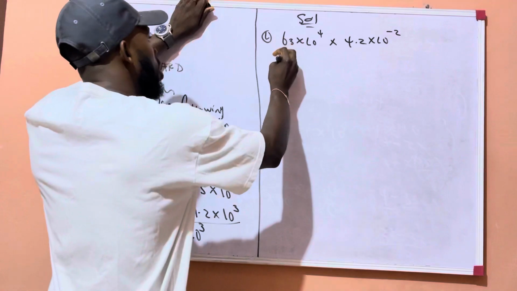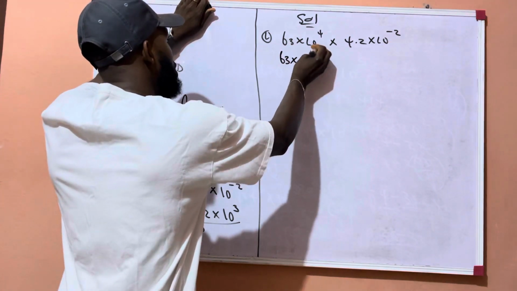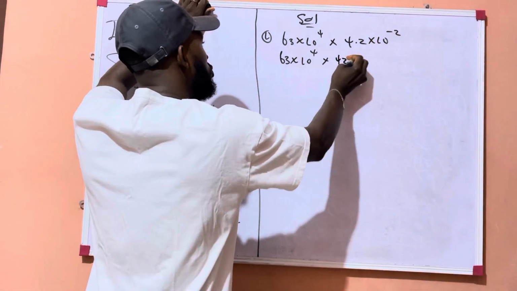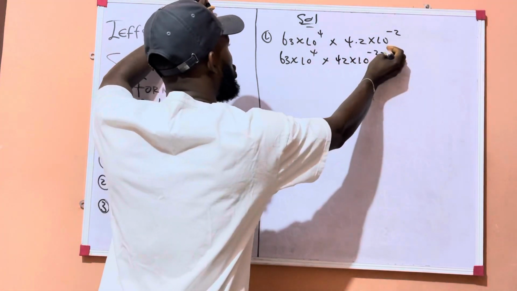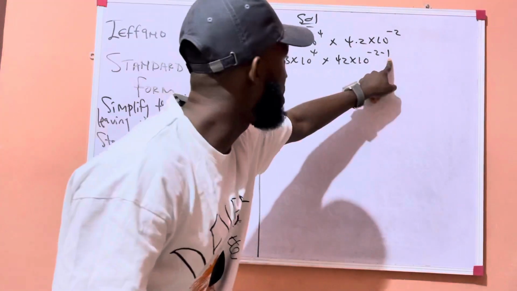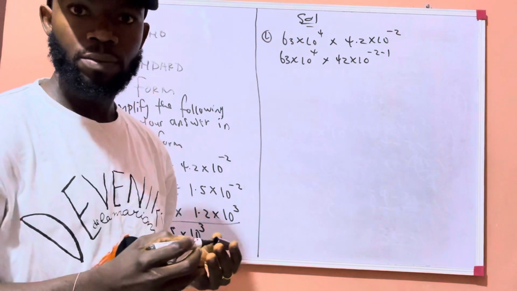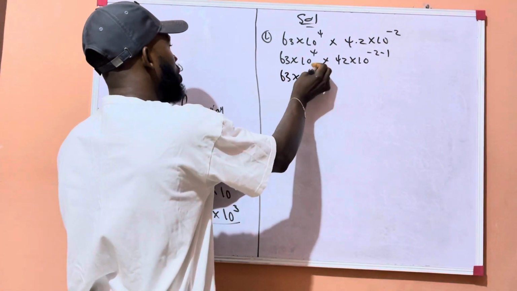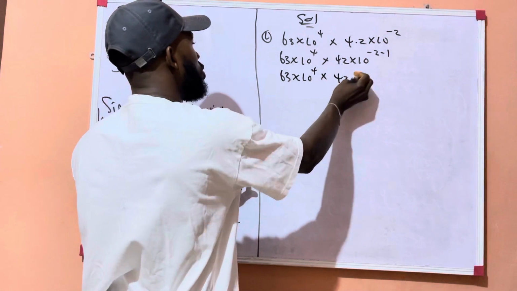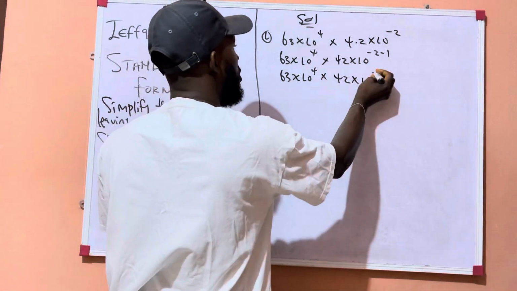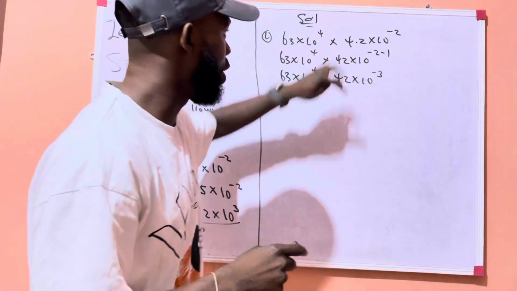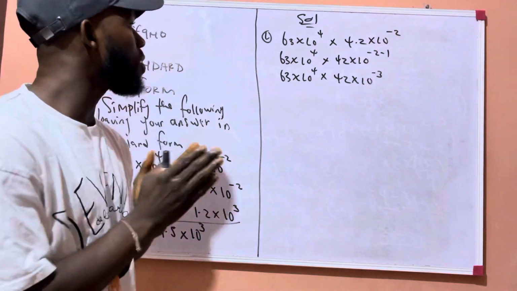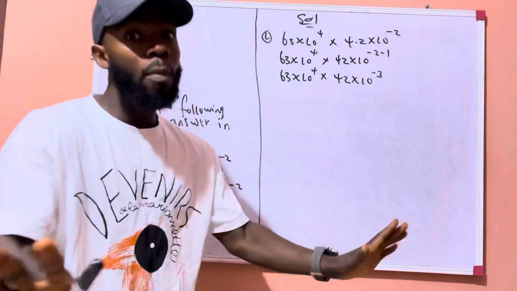So automatically it becomes 63 times 10 raised to the power 4 times, now the point is no longer here, it becomes 42 times 10 raised to the power minus 2 minus the 1. How did I get this minus 1? The 1 time that my point moved. Okay, so automatically we have 63 times 10 raised to the power 4 times 42 times 10 raised to the power of negative 3. How did I get negative 3? Minus 2 minus 1 gives us minus 3. Okay, now you will notice that in this question now, there is no more decimal point.